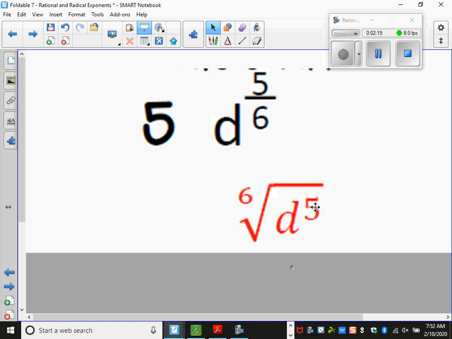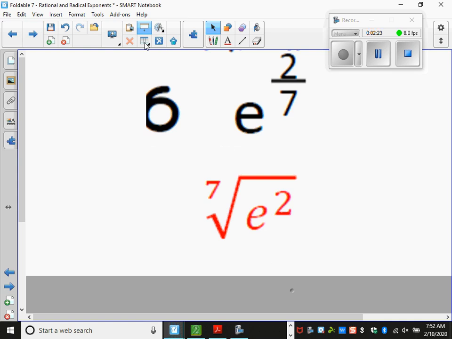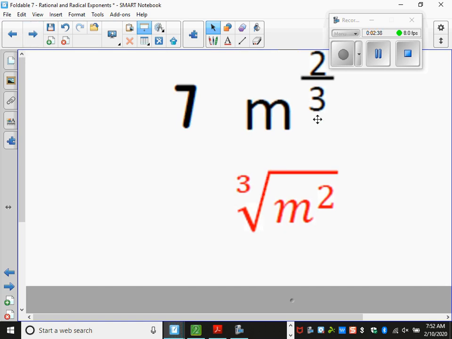Just knowing where to place the numbers. Next one, that means 7 is the index and 2 is the exponent. The base is still e. Next one, 3 is the index, and then m to the 2nd power is the radicand.